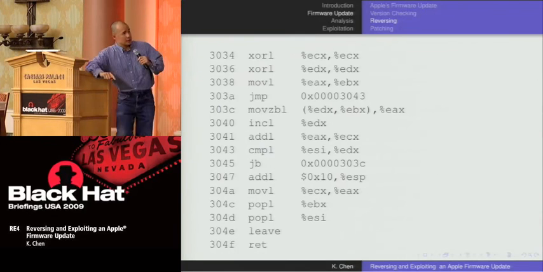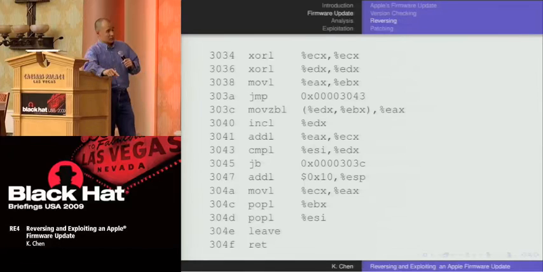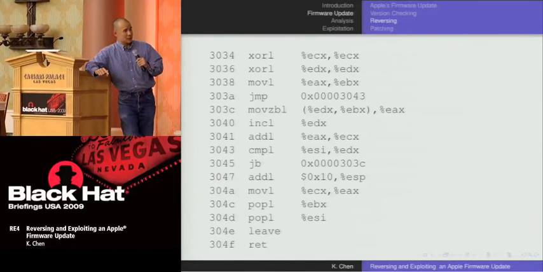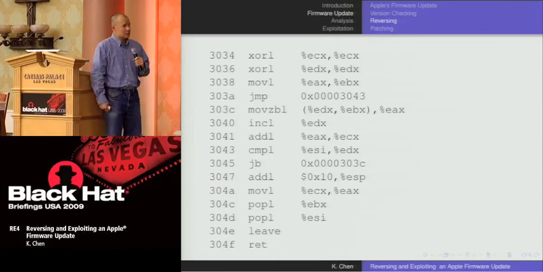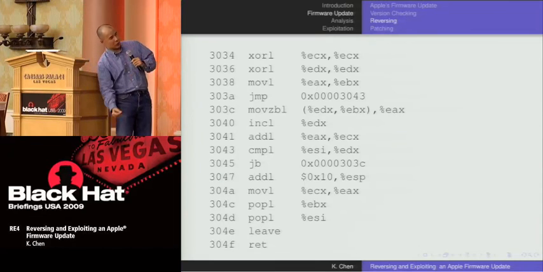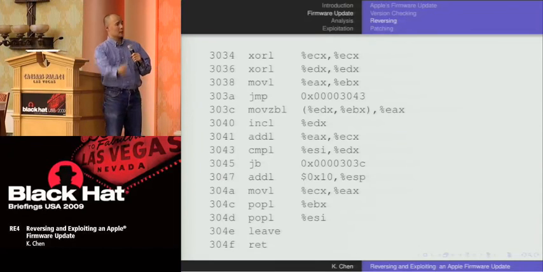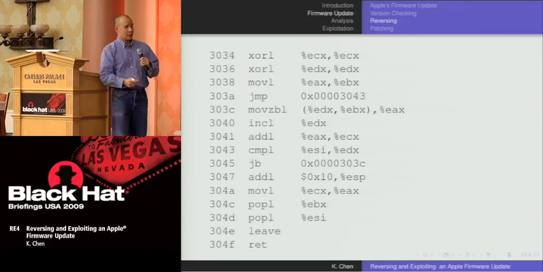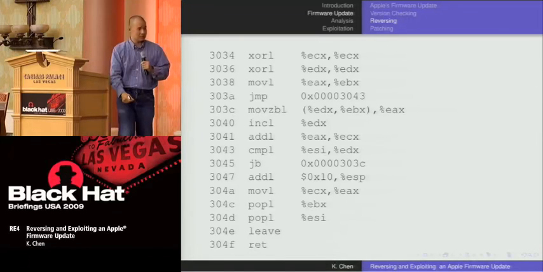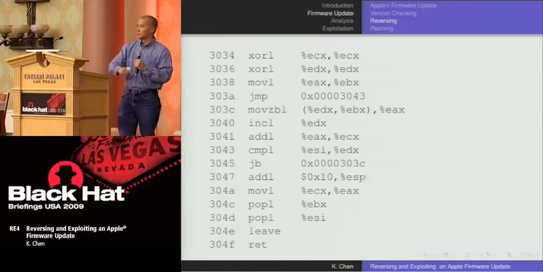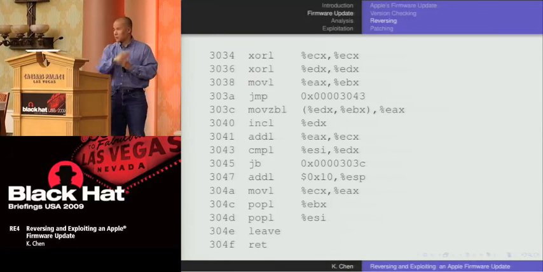You see that ECX and EDX are cleared, and then there's this loop here. EDX starts from 0 and is constantly being incremented, and basically the bytes of the file are being accumulated into ECX, and that's all that thing does. ECX is constantly adding up the bytes of the file, and then it's returned.